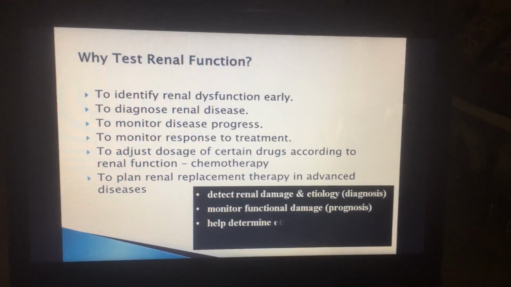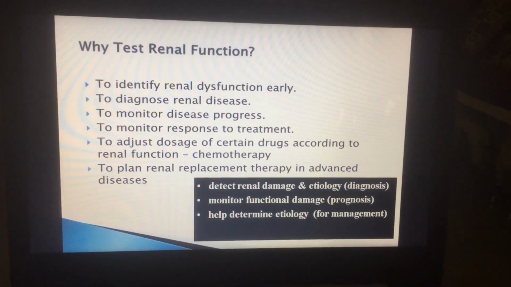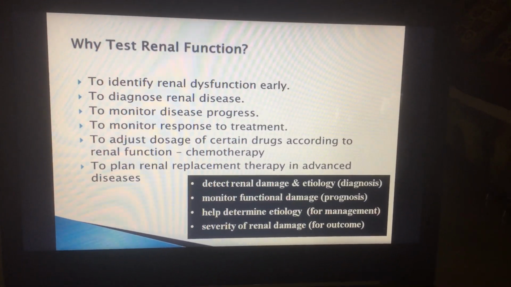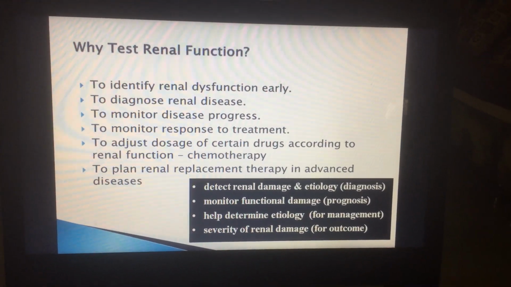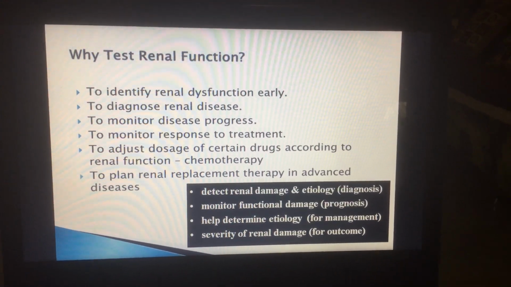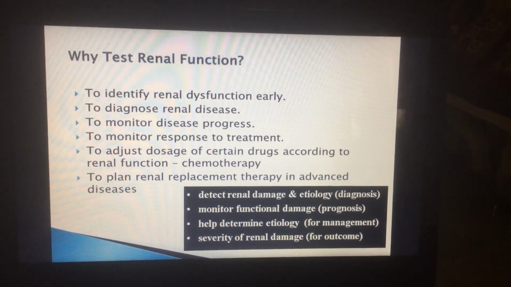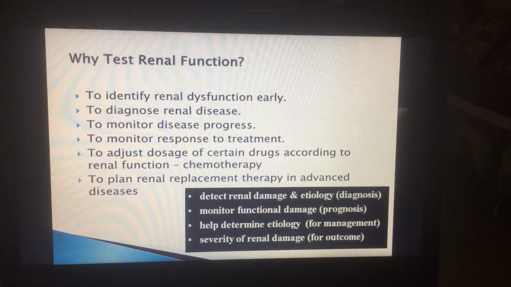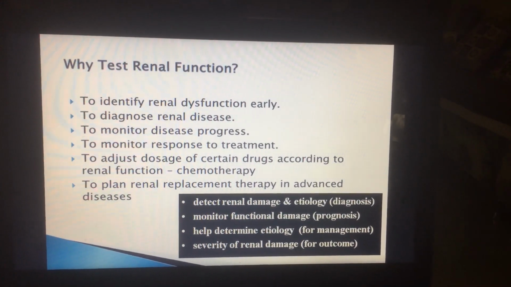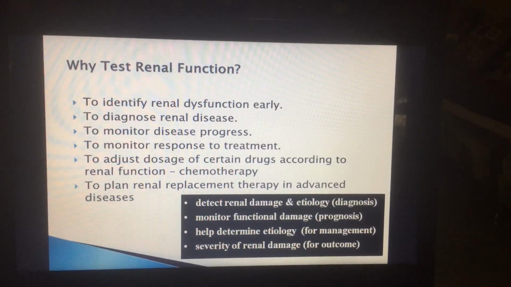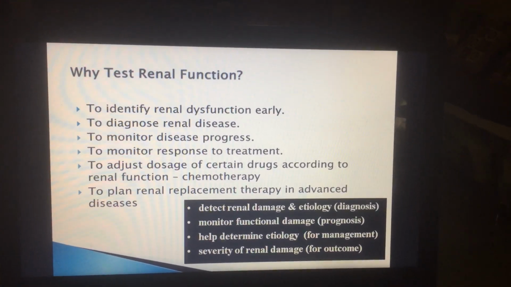For prognostic purpose, to determine the etiology for management purpose, to find out the severity of the damage. It is also utilized to find out the dysfunction of the kidney in a very early stage and to plan out the replacement therapy in an advanced disease where CKD is in stage 5. If GFR, eGFR is determined, then you can decide even the doses of drugs which are nephrotoxic.